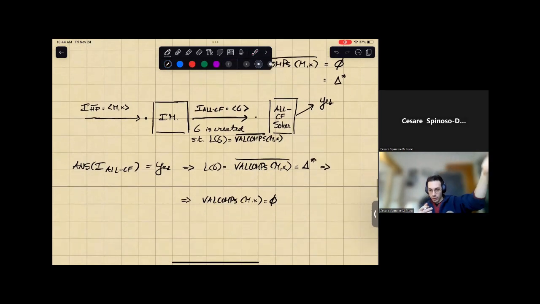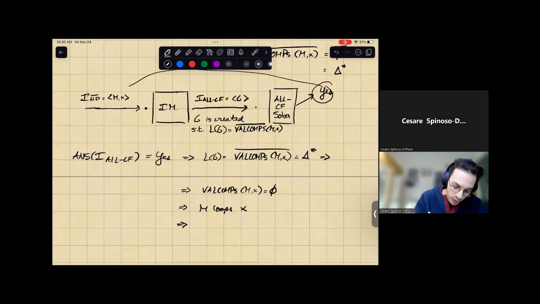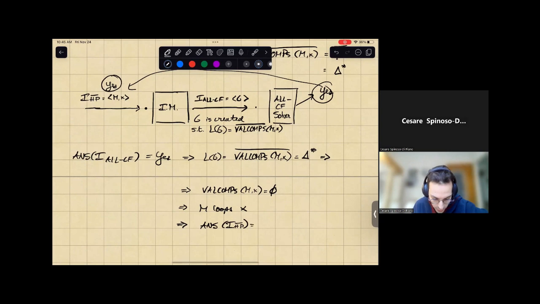And now we said in the previous remark that when Val-comps is empty, the key observation is that that means that M loops on X, because we can't actually write down in a finite number of letters the computation history of M. So M loops on X, which means that this yes actually maps back to a yes instance for this arbitrary instance of the not halting problem. So the answer to the not halting problem is also yes. Okay, and so we have a yes to yes.